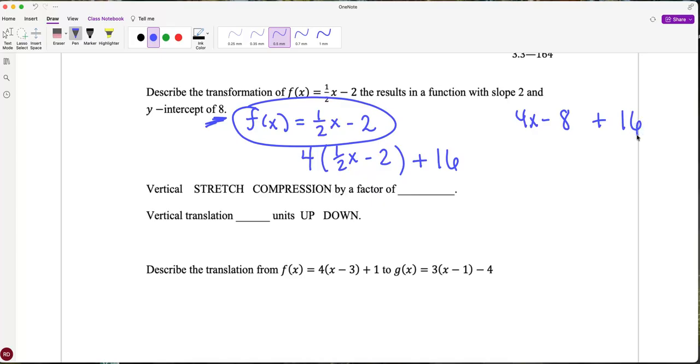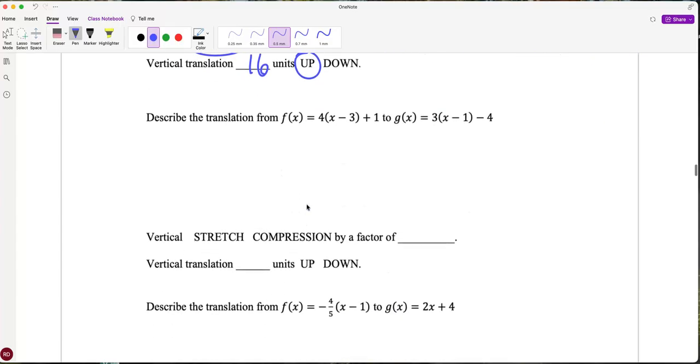So what it means is I'm going to stretch the graph vertically by a factor of 4. And then I have to move the graph 16 units up. Okay? So I'm just breaking down the two things that have to happen, the multiplication and then the addition to make it move up or down.